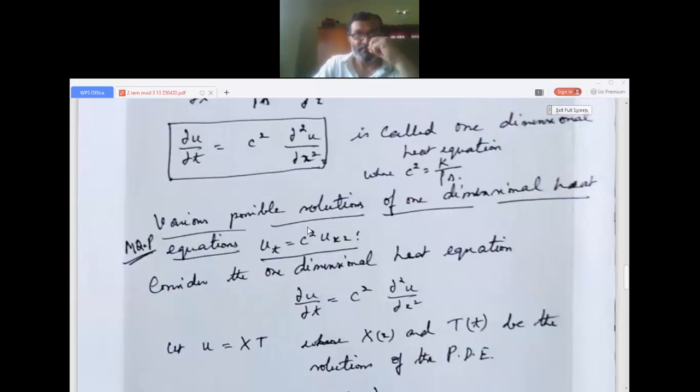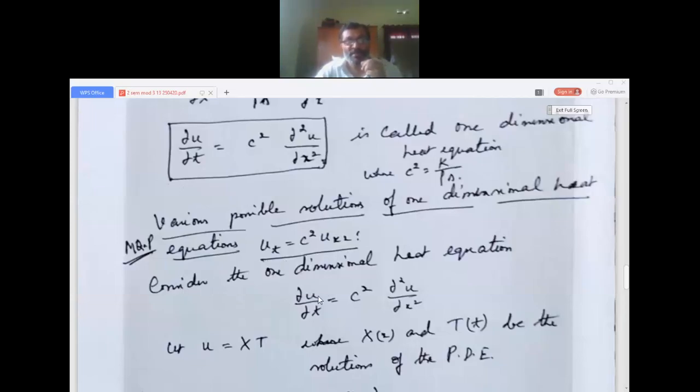Any one of them. Again, I repeat, there are 4: derivation of the wave equation, or solution of the wave equation, each will be 7 marks. Or derivation of the heat equation, which I did today, or solution of the heat equation. So, the heat equation, various possible solutions of the heat equation. Heat equation: ut equals c squared uxx.